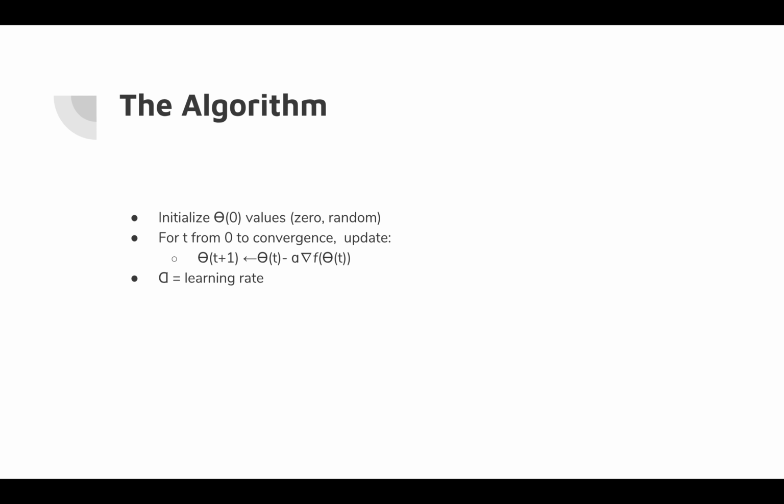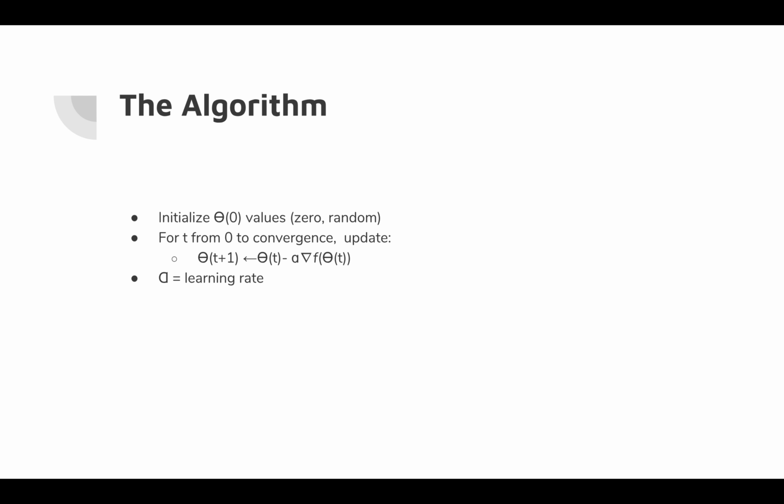So this is nice and all, but how does the algorithm itself actually work concretely? So first, you start off gradient descent by initializing your parameters. So theta 0, the values you assign however you want. They can be 0, random, whatever. And for each time step t from 0 until you converge, you update your parameters in the following way.